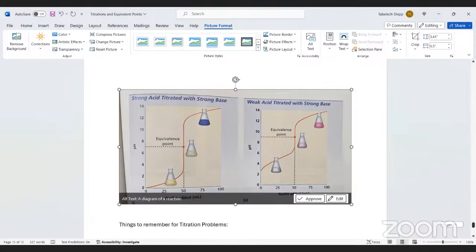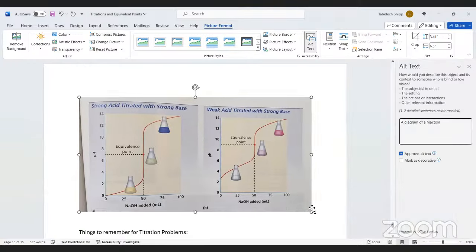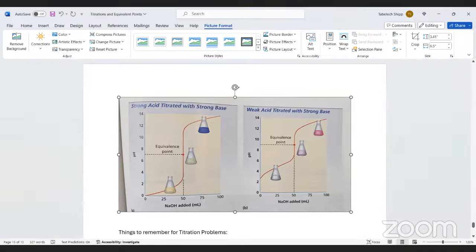So right here, it tells you, let me just say approve so that can come off. Okay, there we go. Whenever you have a chart of this nature, when you talk about the equivalence point, if you are doing a titration lab where you have a strong acid titrated with a strong base, here is your equivalence point right there in the middle.